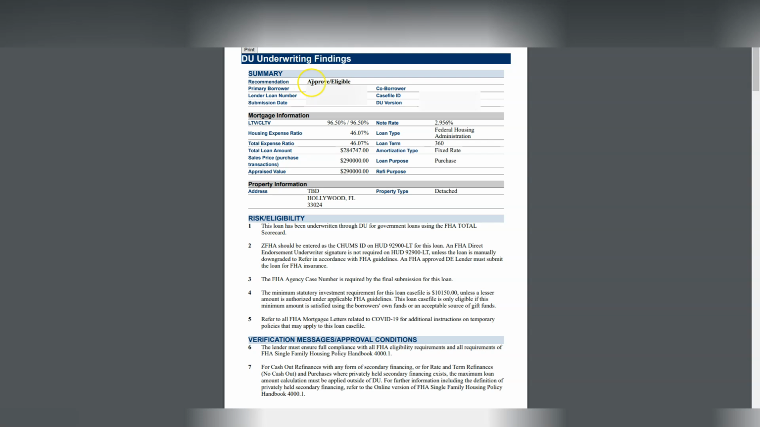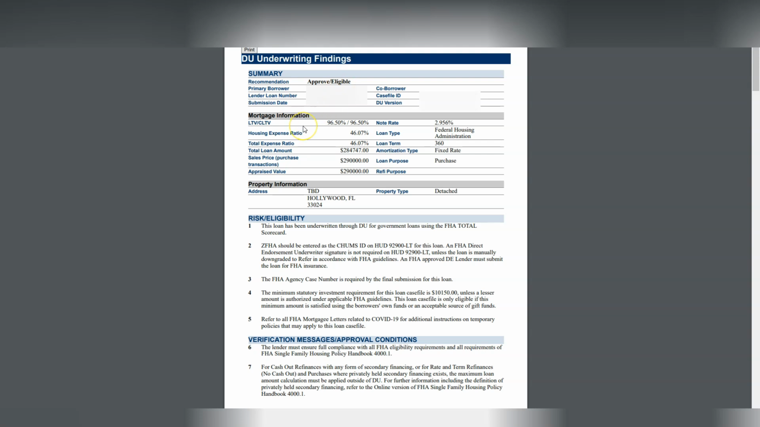In this file, we have an approval eligible. We have the primary borrower's name, the lender loan number, the submission date, and then it'll have the co-borrower's name on the right, the case file ID, and the DU version. This is general information, but the approval eligible status or recommendation, that's the most important thing you want to have once you've submitted the loan to the underwriting findings, either through DU or LP, because you can submit to either one or both and then see which one actually approves the loan.